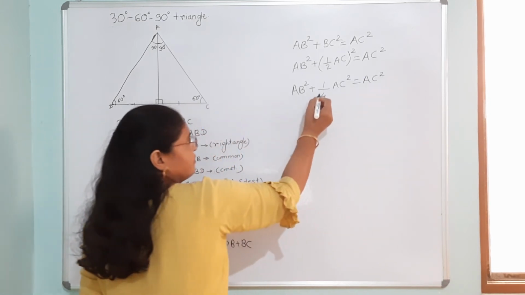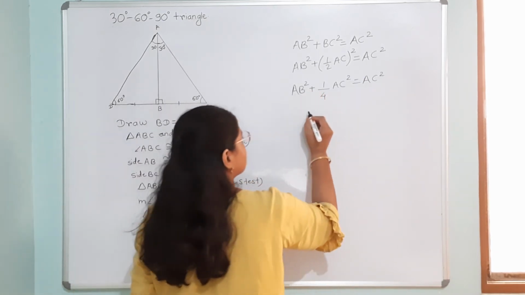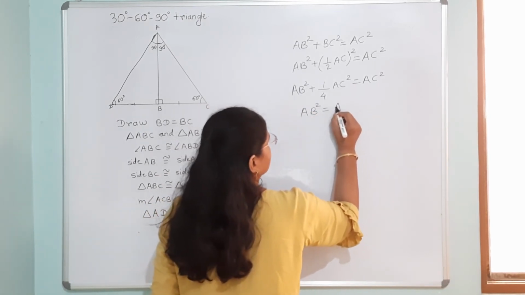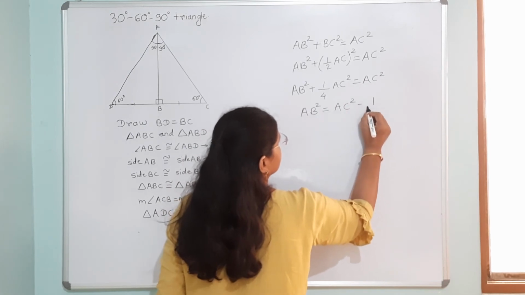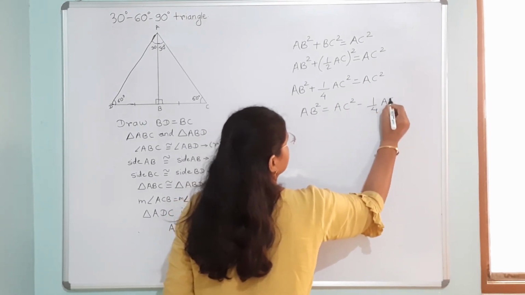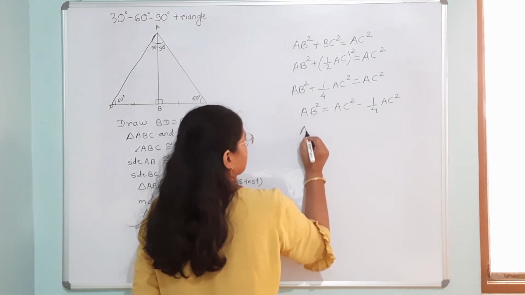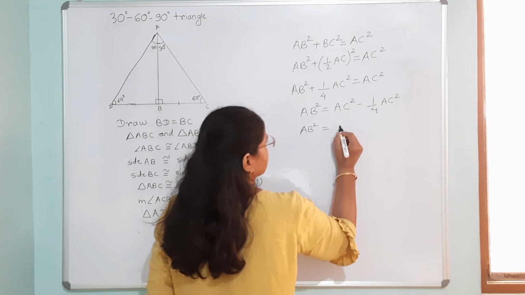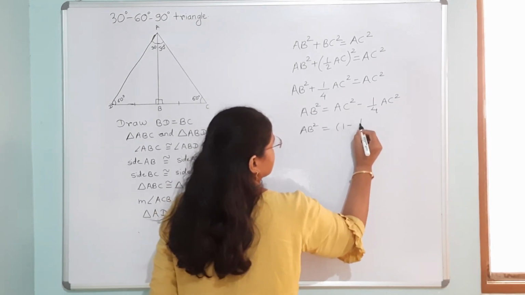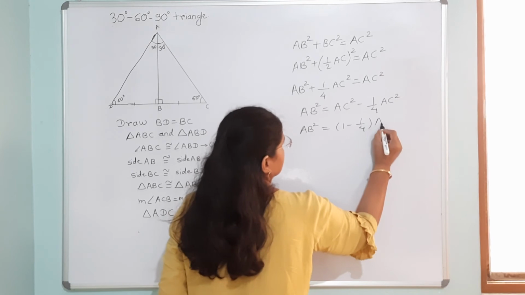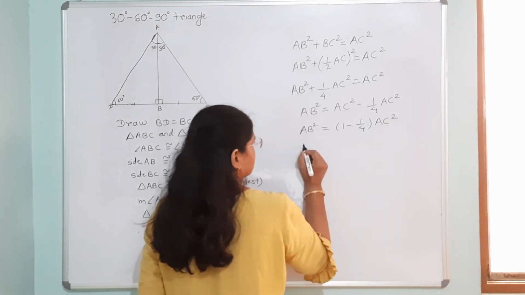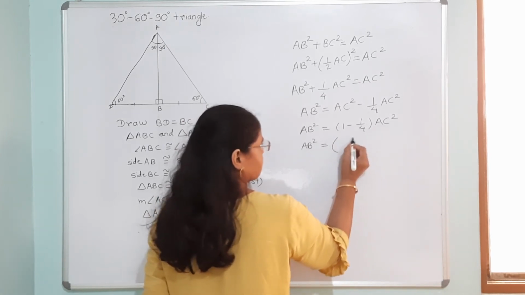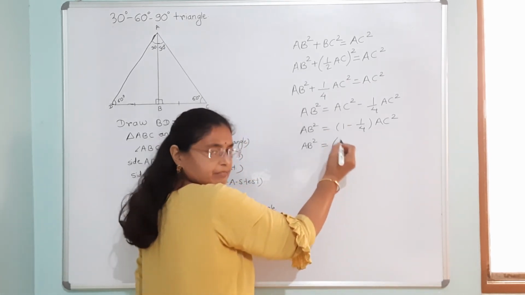Let us subtract 1 upon 4 AC square from both sides. We will get AB square equal to AC square minus 1 upon 4 AC square. So, AB square equal to AC square, let us take common. It will become 1 minus 1 upon 4, AC square. For the subtraction of fractions, we have to make the denominator the same. So, we have to multiply by 4 and divide by 4.